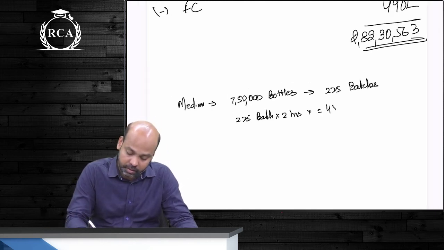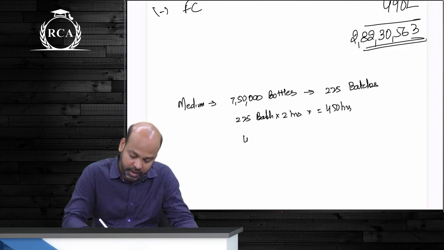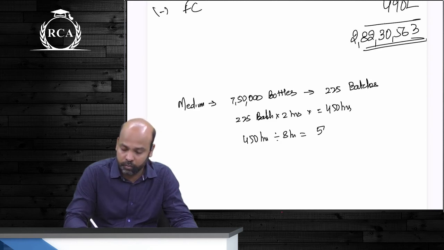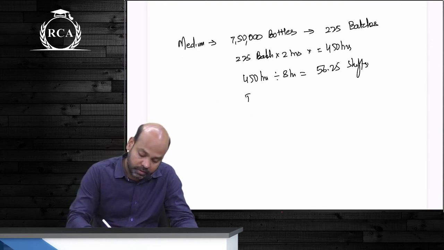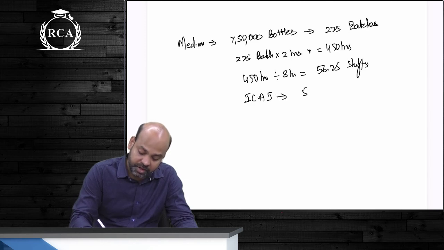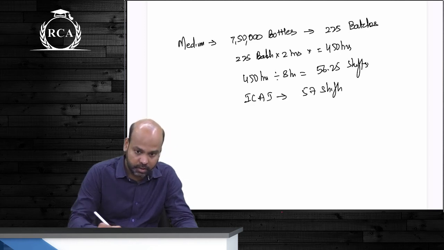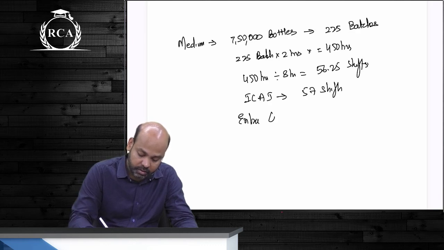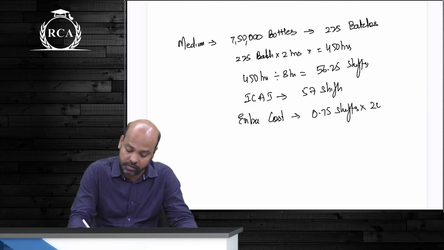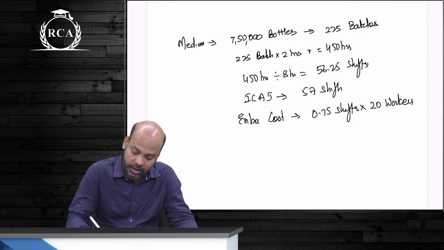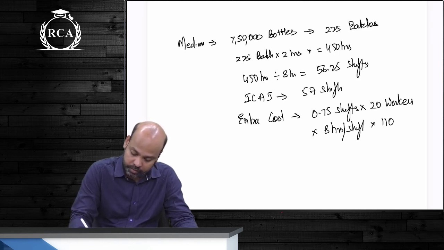That will become how many hours? 450 hours divided by 8 hours. Beta, how many shifts? 56.25 shifts. Correct? ICAI considered this to be 57 shifts. What is the extra cost considered? 0.75 shifts. 0.75 shifts, guys, multiplied by how many workers? 20 workers into 8 hours per shift. Into 110 rupees.